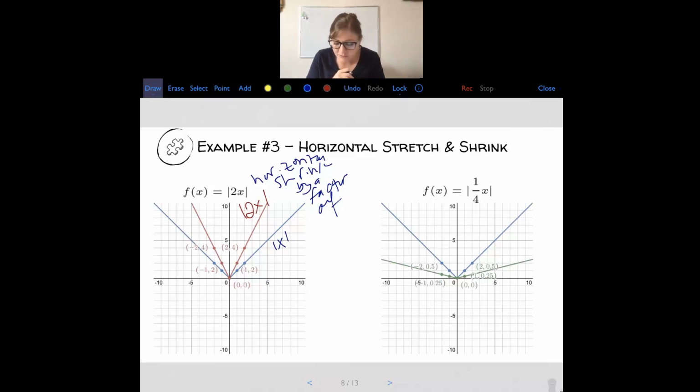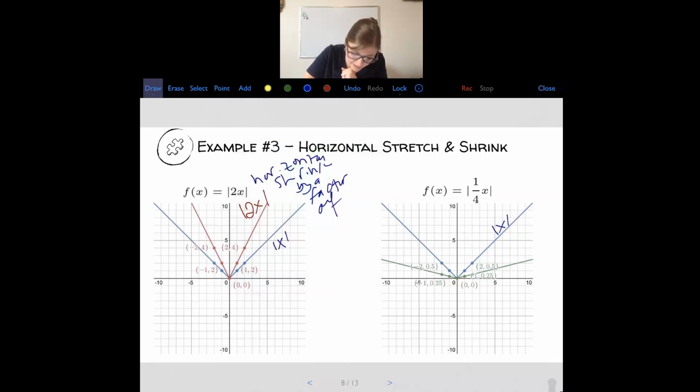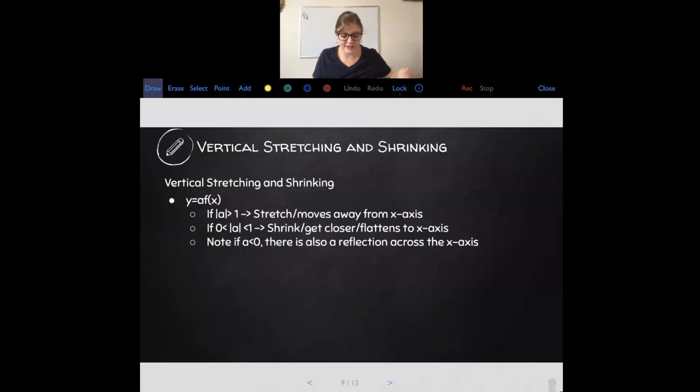For f of x equals absolute value of 1/4 x, my blue is our parent function, and green is the new function, or you can call it the baby function as it came from the parent function. There are different illustrations you can think about, but notice it's been stretched out. It's moving away from the y-axis there. Next, vertical stretching and shrinking.